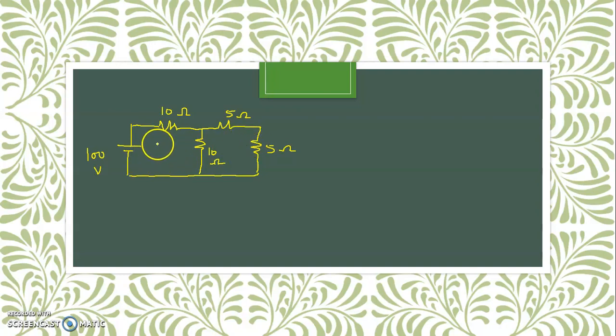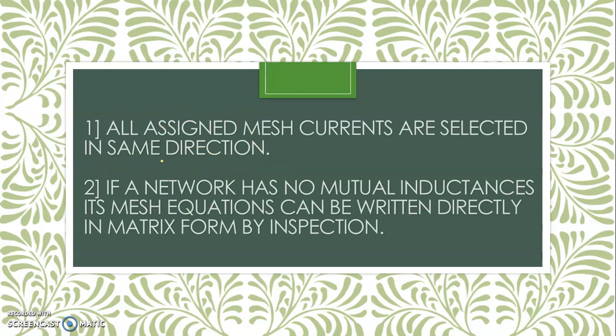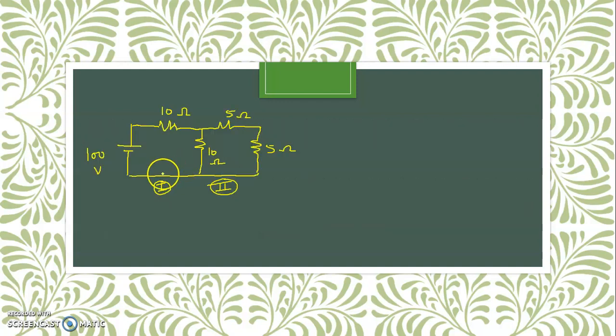Now from the given circuit, we can directly say there are two loops present. Say this is loop number 1 and loop number 2. As we said in the previous slide, all assigned mesh currents are selected in the same direction. So here also, where we have two meshes or loops, the direction of the loop currents I am considering is the same, let us say clockwise. First current is I1, another current is I2.